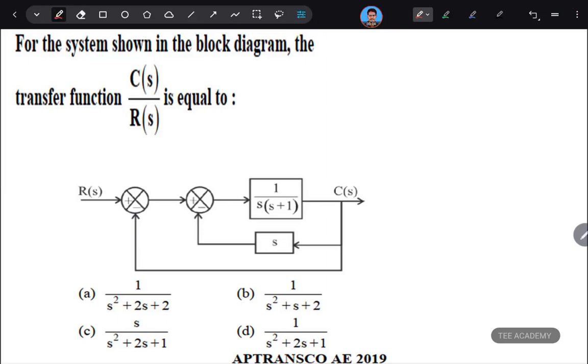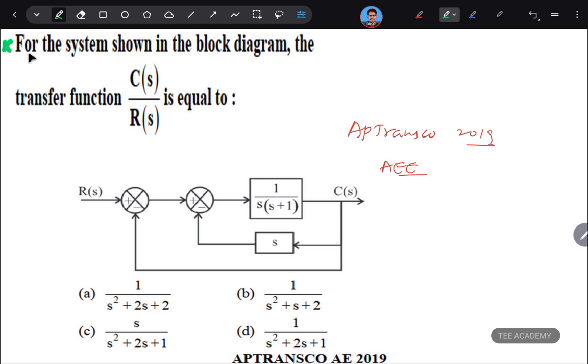Let's continue the AP Transco 2019 AW paper solutions here. In my previous video, I gave solutions for network analysis and the utilization of electrical energy. In this video, we'll continue the series of these AP Transco solutions. Now the subject area is control systems. Control systems is an important topic here.